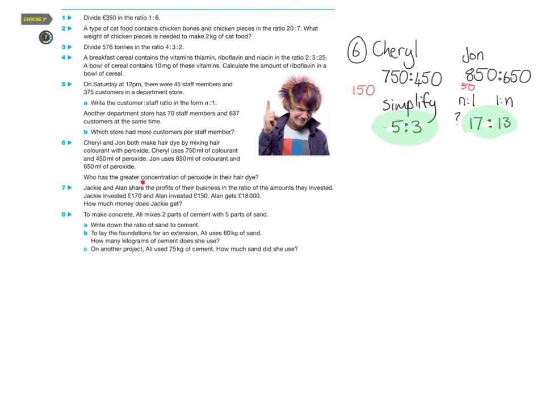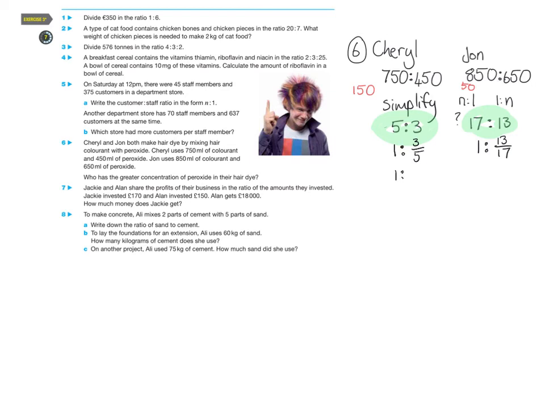This question says who has the greatest concentration of peroxide in their hair dye, so they're looking for peroxide. I put colorant first, so there is peroxide per unit of colorant. I actually want to have the 1 first and then the n, because the 1 is going to be the per unit. So in order to do that, I am going to do 3 over 5, and over here it's going to be 13 over 17.